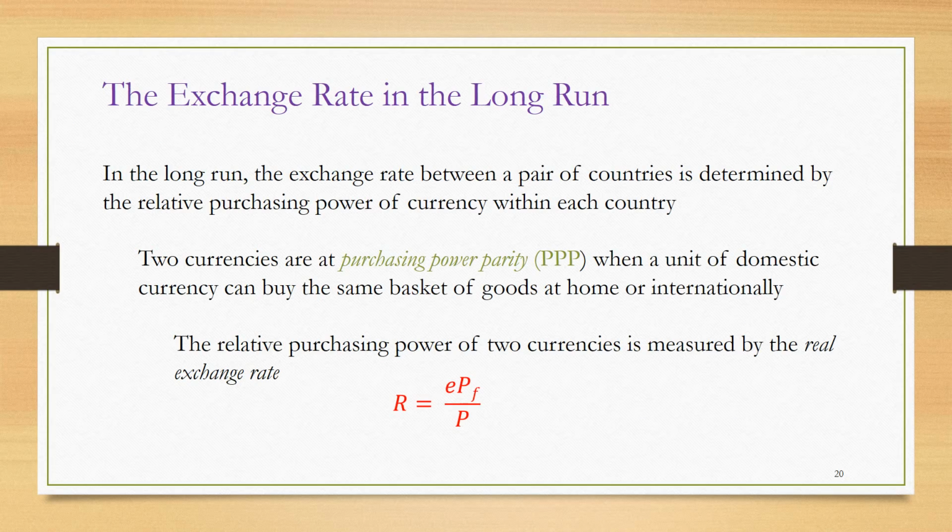Finally, we want to consider the exchange rate in the long run. And we have this idea of purchasing power parity. This is a notion that a dollar, for instance, should buy the same amount in all countries. And in the long run, an exchange rate between two countries should move towards the rate that equalizes the price of an identical basket of goods and services in each country.